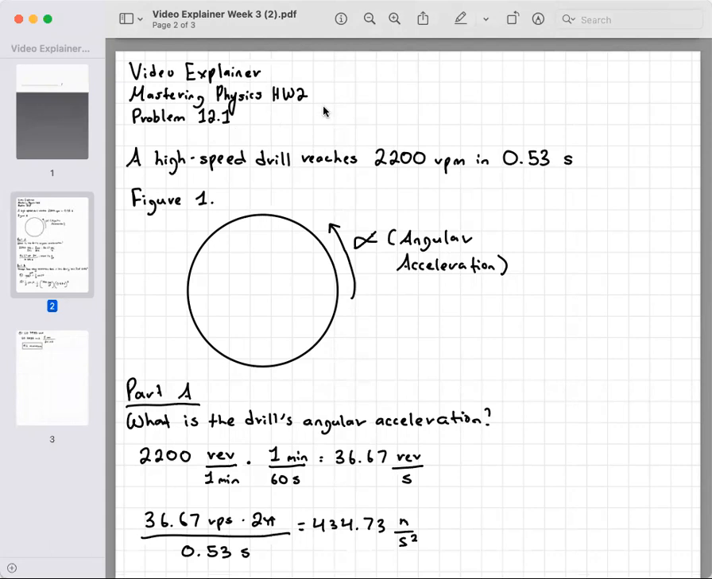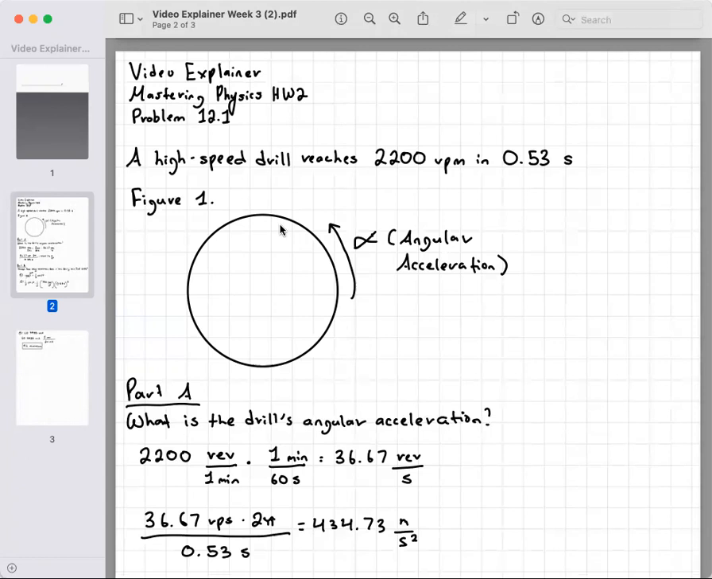So problem 12.1 states a high-speed drill reaches 2200 revolutions per minute in 0.53 seconds. And so I drew a figure to represent what is going on. And so I represented the drill as like a circle since it is experiencing circular motion.